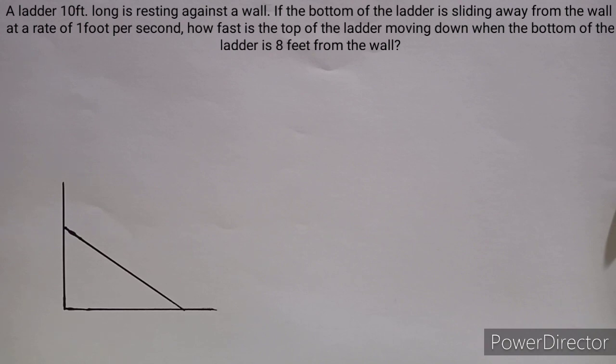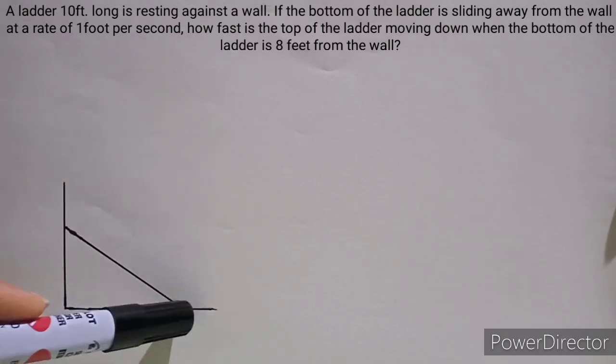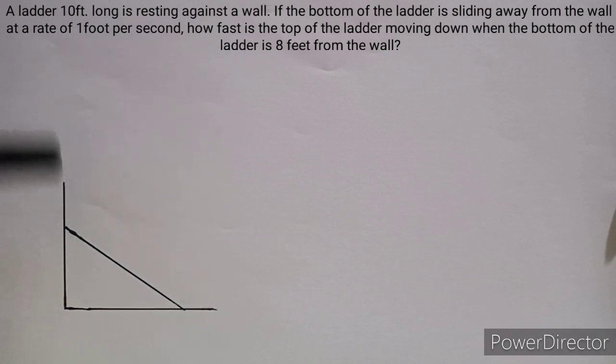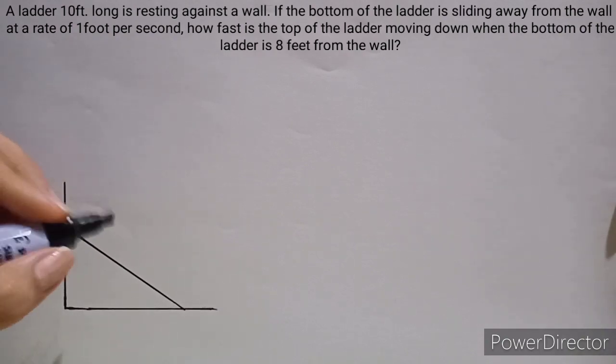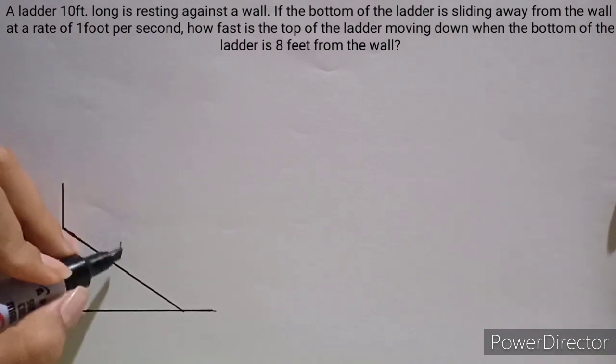Let's proceed to step 1. Make a drawing of the situation. So I already have a drawing here. This is the wall, and this is the ground, and this is the ladder that is resting against the wall. It is stated in the problem that the ladder is 10 feet long. Put it here.